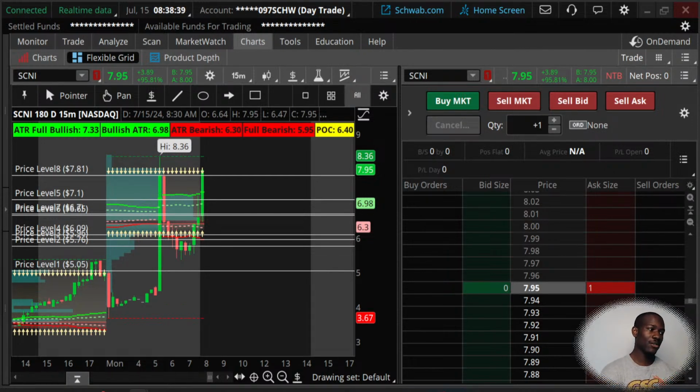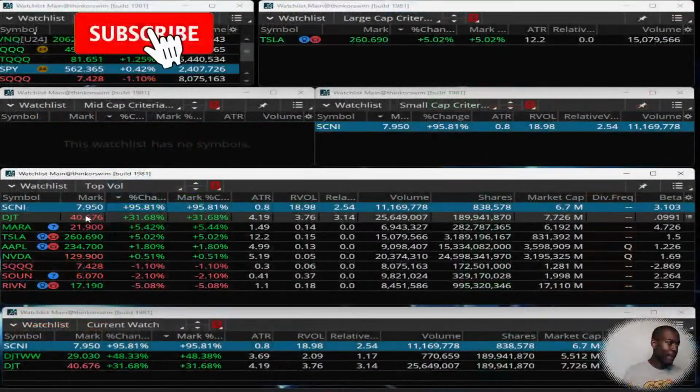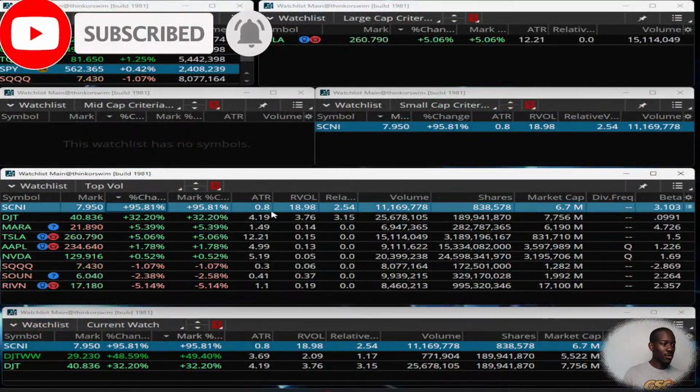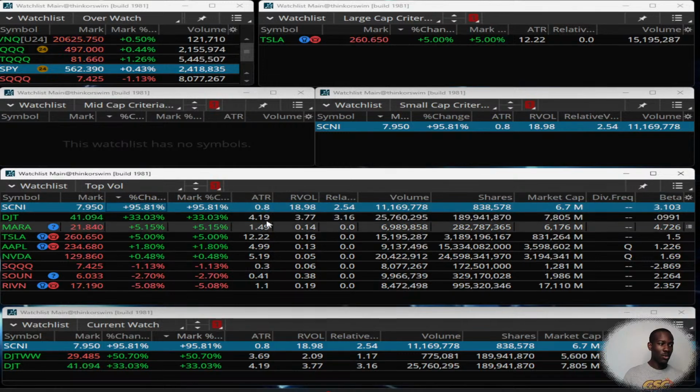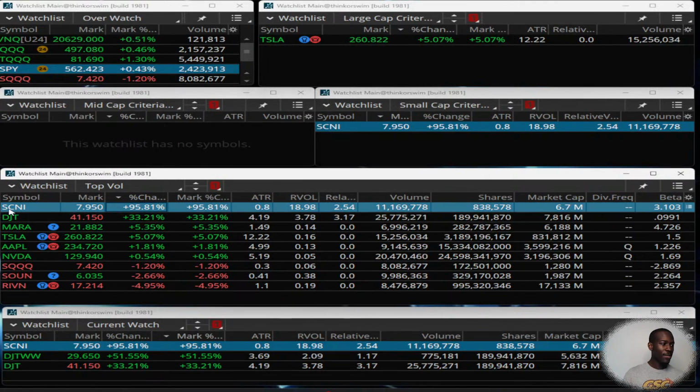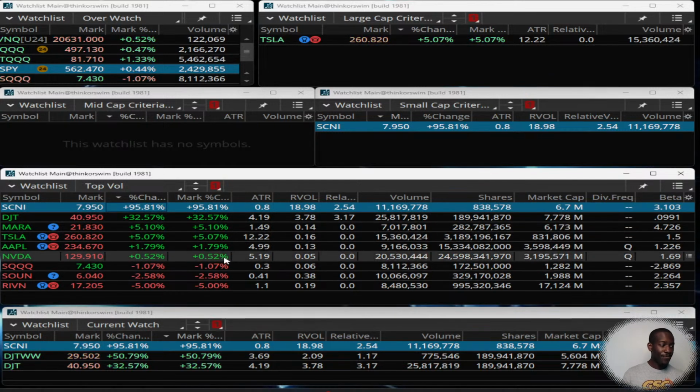And that's a $5 drop. So the ATR is 419. It did recalculate. I forgot to show y'all that. It was 333 from Friday and has moved up a whole dollar. So definitely some range in there. SCNI has not opened back up. But yeah, that's it for today.